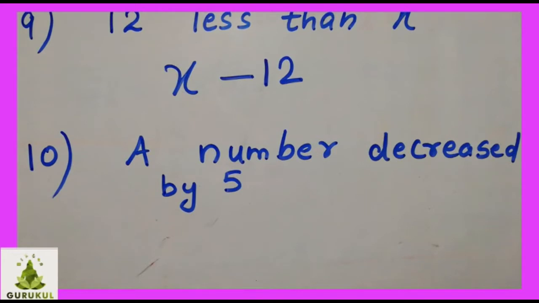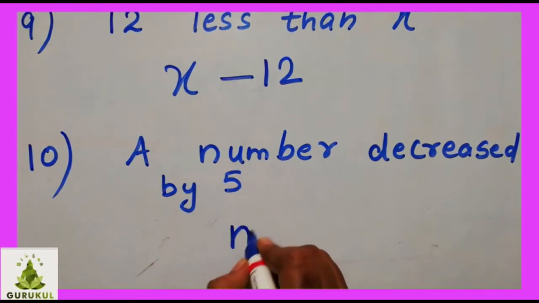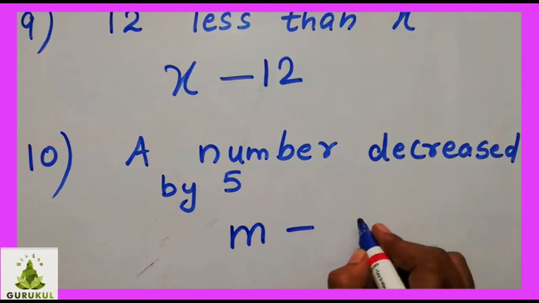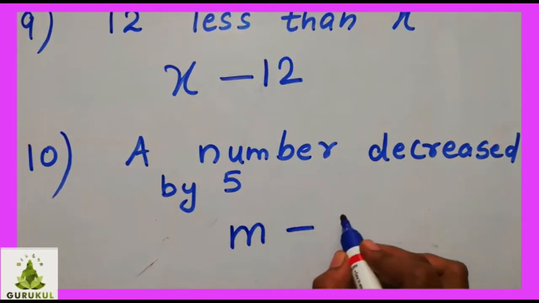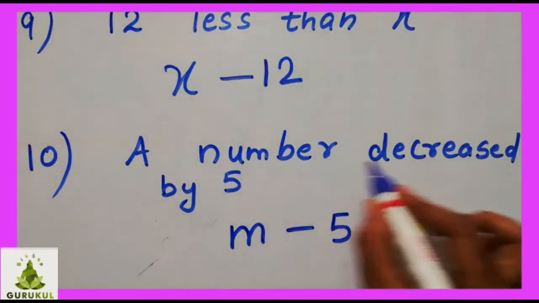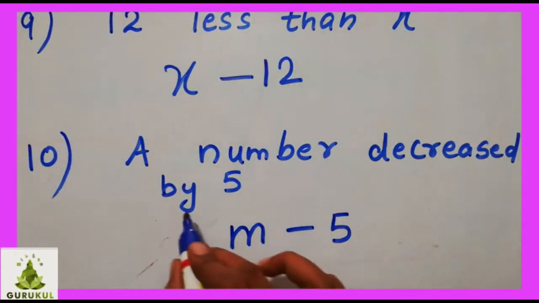Let the number be m, or any alphabet you can take. A number is decreased by 5. I am taking it as m. This number is decreased, which means minus, by how much? By 5. So from m I am taking away 5.